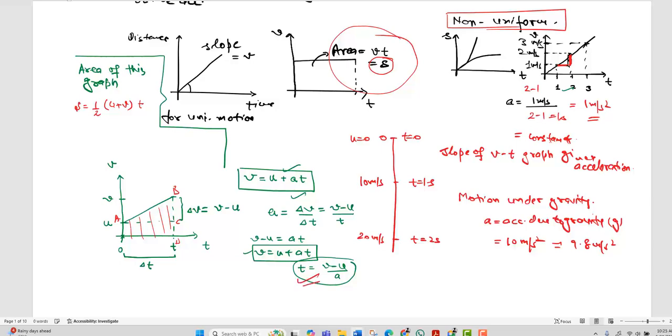Now we know the value of t. This is the value of t. Now substitute the value of t from here into this formula. t is equal to v minus u by a, right? Now if you solve this, what you will get? You will get v square minus u square equals 2as. So this is another equation you are getting, right? This equation is also in your syllabus now.